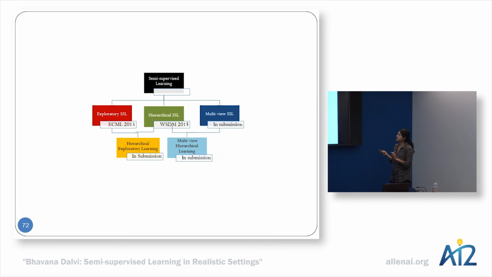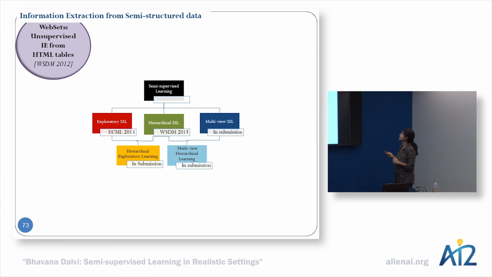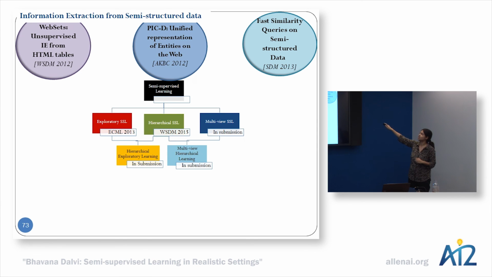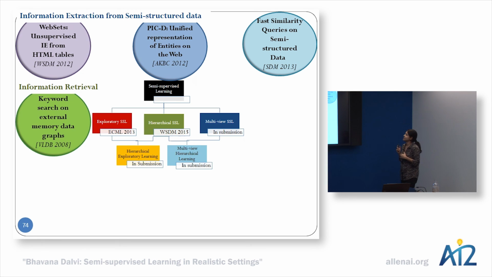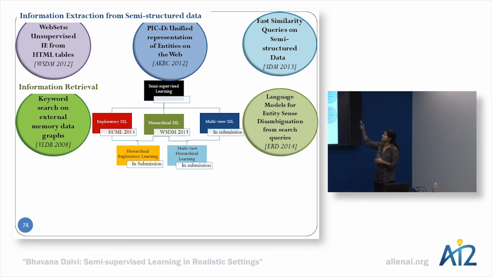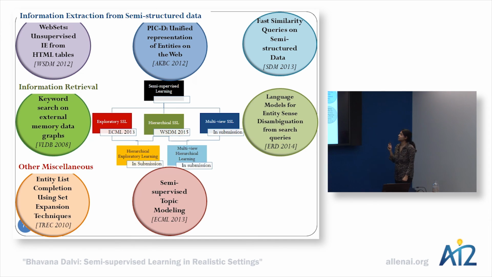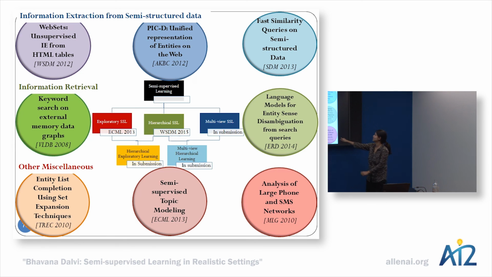Some other research projects I've worked on. I have 1 minute. Okay, so I have also worked on information extraction from semi-structured data, and we also learned some unified representation of entities, which is published in STM. I have also worked on information retrieval. This is my master's project, keyword search on external memory data graphs, and the recent ERD challenge. And if you are interested in talking about any of these or some other miscellaneous projects, we can talk in our individual meetings.